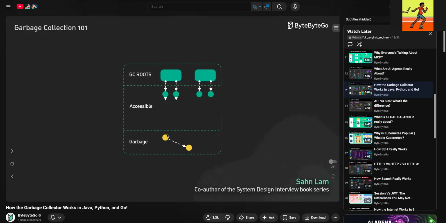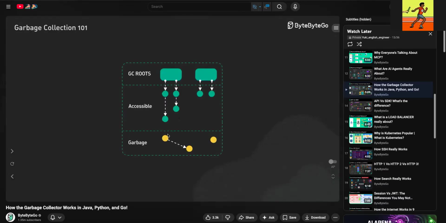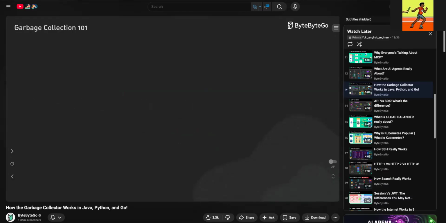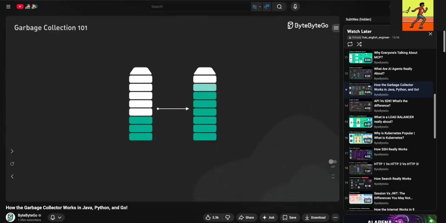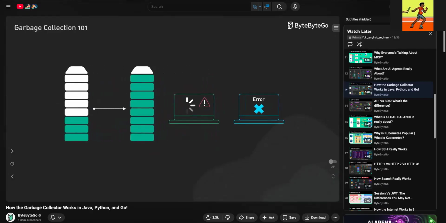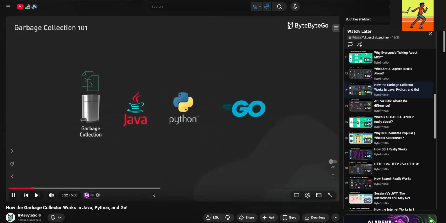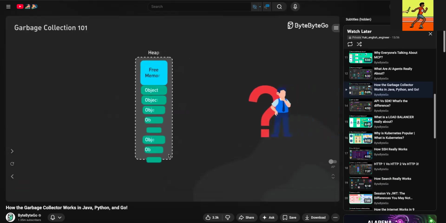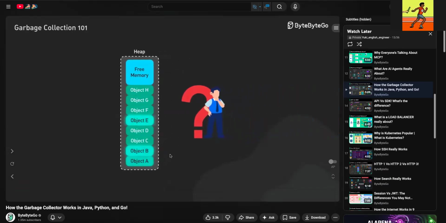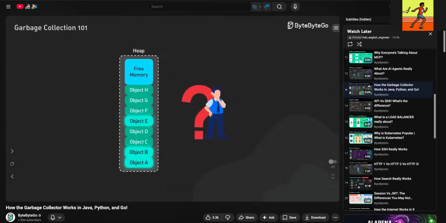Garbage collection is about reclaiming memory that's no longer in use by a program. But why does it matter? Without effective memory management, programs can gradually eat up more and more memory, leading to slower performance, crashes, and outright failure. Today, we're diving into what garbage collection is and how it works in popular languages. At its heart, garbage collection revolves around a simple question: which objects in memory does the program still use?